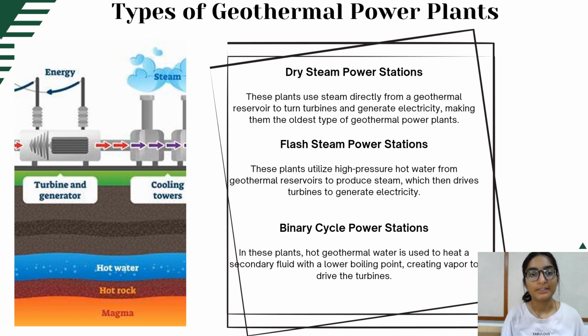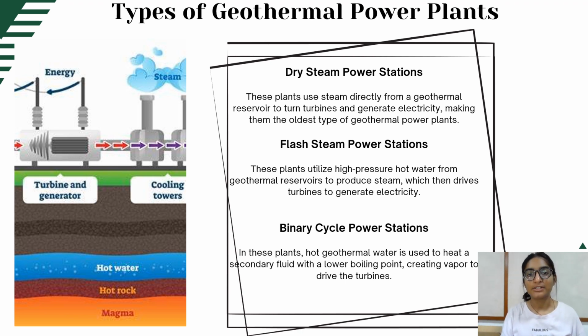Here we'll see the types of geothermal power plants. Dry steam power stations harness the Earth's natural steam directly from the geothermal reservoirs, operating as the oldest and most straightforward type of geothermal power plants, where steam serves as the primary driver for turbine rotation, thereby generating electricity.